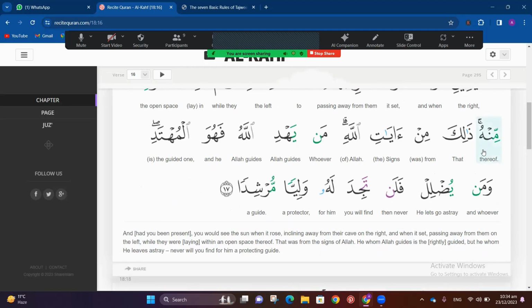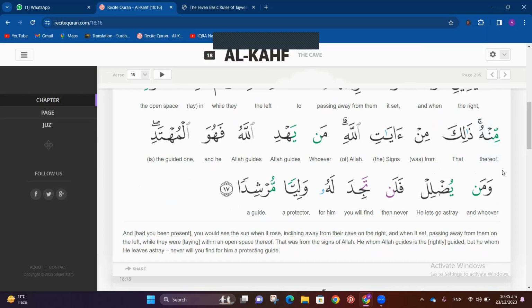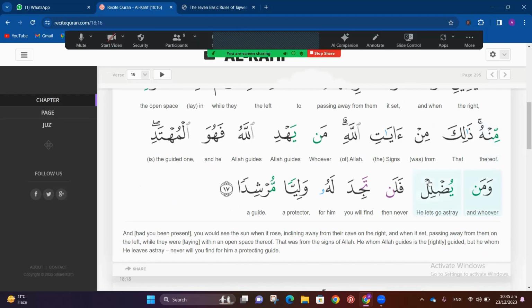Okay, because there is ha at the end, and whenever we are going to stop here at the ayah, we are going to pronounce the sound of ha as well. So, we are not going to say min, we are going to say min, min. Okay, ha is going to be there. Min, noon in sakin position.